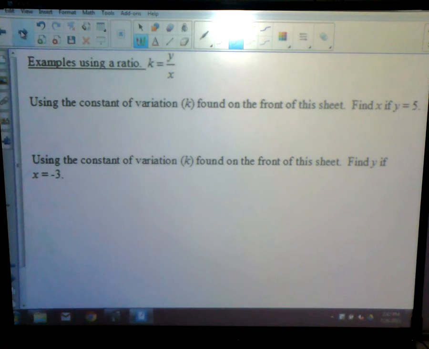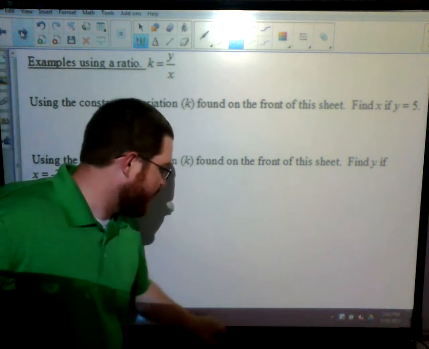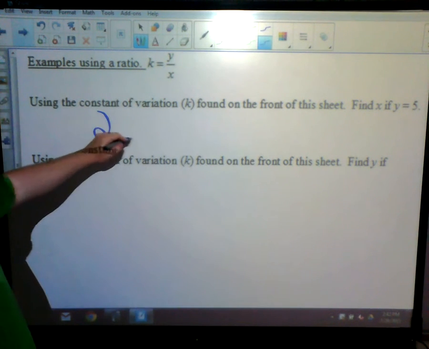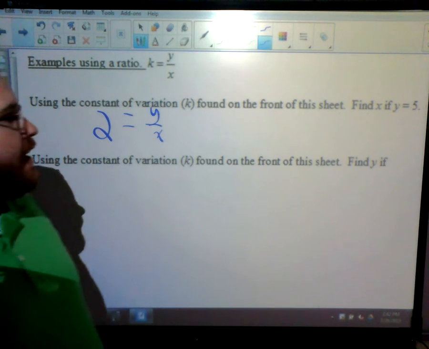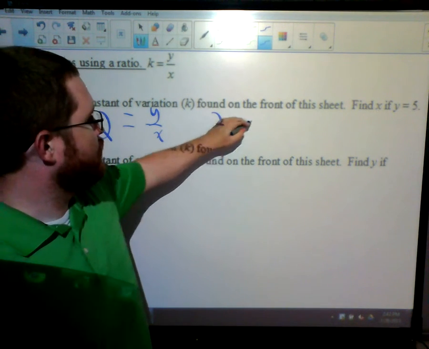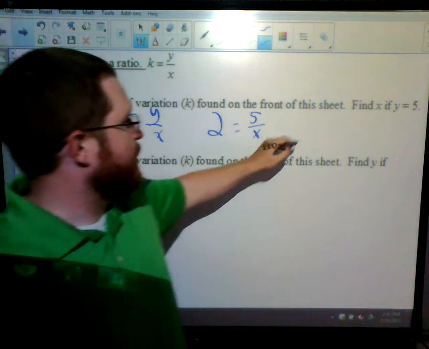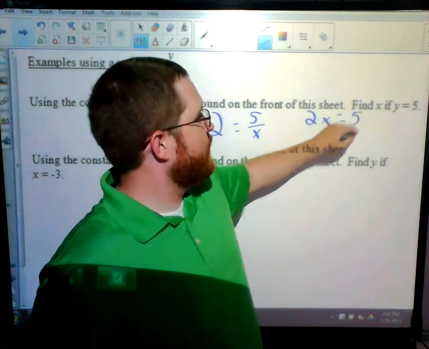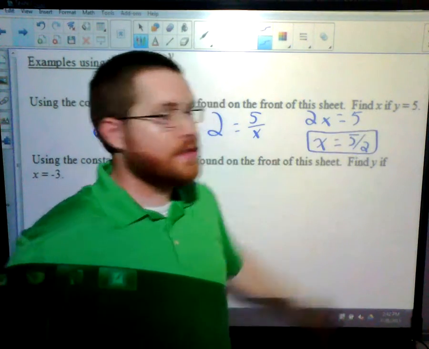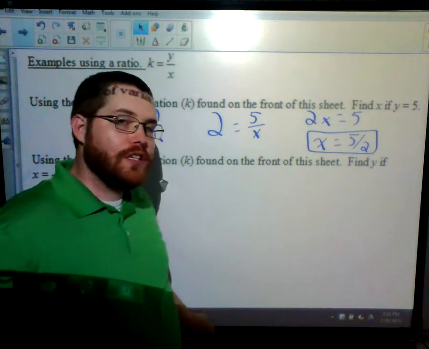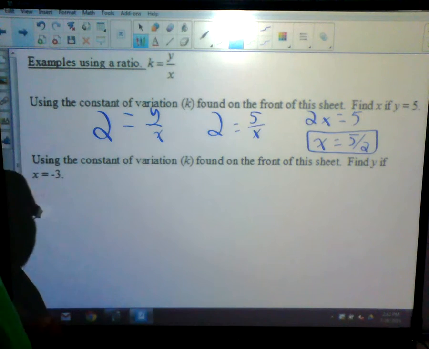You can do the same thing with k if you want to. You can say that 2 equals y over x. So find x if y is 5. So 2 equals 5 over x. That means that 2x equals 5 and x equals 5 halves. It's the same answer we got because it's the same question, just done differently. I don't usually do the problem this way, but you can.